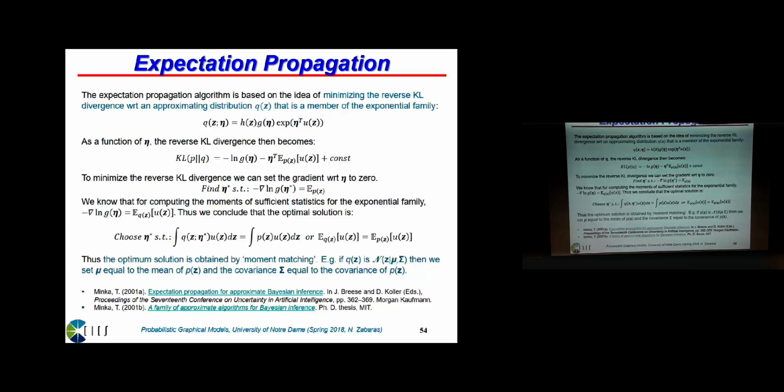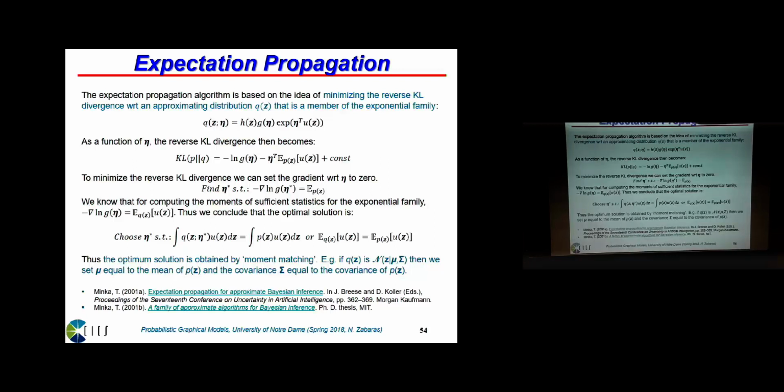And this is an identity that we computed by minimizing the reverse KL divergence. Okay? This is our problem. We want to find the eta star so that we minimize the reverse KL divergence. So you can see this is minus gradient of log of G, minus gradient of log of G. So you can put this expectation with respect to P of Z of the U of Z, the term that was here, equal to the expectation of U of Z with respect to Q of Z, and then you get this nice identity here, which is our final result. And that result says that the expectation of U of Z with respect to the approximate distribution is the same as the expectation of U of Z with respect to the exact distribution.